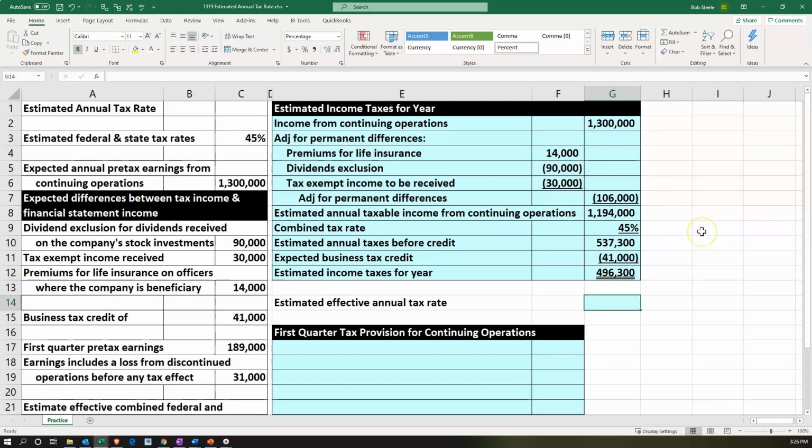So we're going to say, all right, if I take the estimated effective annual tax rate, it's going to be the 496.3 of taxes divided by the original book income before the timing differences and taking into consideration the credit that came out of here and whatnot. So now, of course, we have a different rate than the estimated federal and state tax rates because this rate is going to be based on the taxable income and is not going to take into consideration any credits. And we need something that's going to be based on the book income and that's going to take into consideration the credits when we do an estimate for the quarterly, when we take it to the quarterly level.